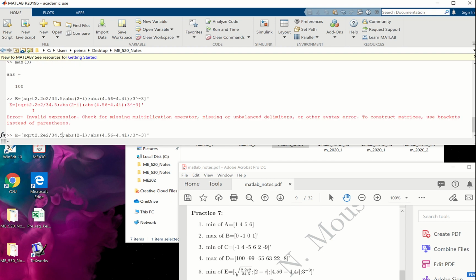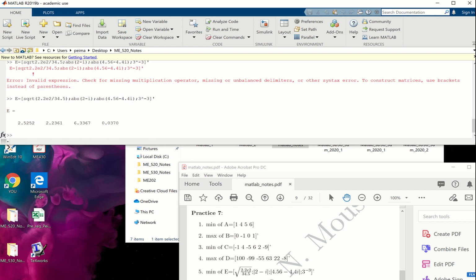Oh, do you have a typo here? Oh yeah, I forgot to do this, guys. Yeah, ABS. This is a row, transpose of a column, because of the semicolons.